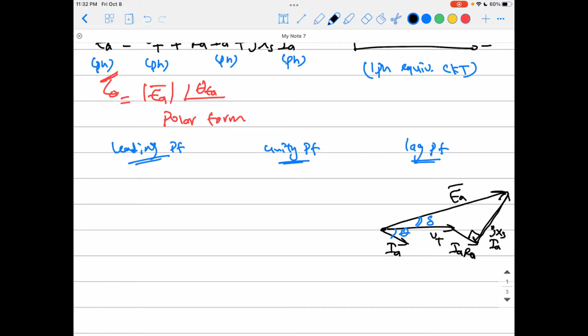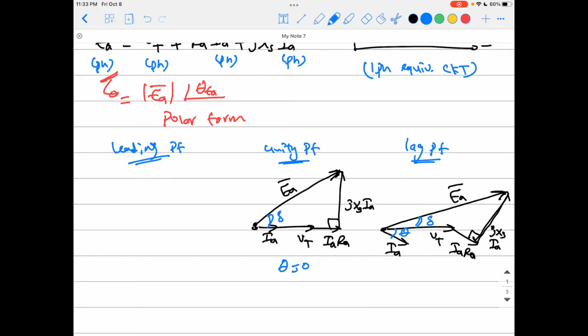For unity power factor, it's just the same, but the idea is that the terminal voltage is here. That means IA has the same angle as the terminal voltage because it's a unity power factor. And that means that is IA RA, and jIA XS will be perpendicular to it, just like that. The summation in vector form gives you EA. Here is the angle delta, and for this theta equals 0 because we're talking about a unity power factor. That means IA and the terminal voltage have the same angle, the same direction.